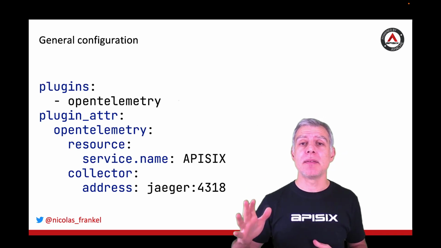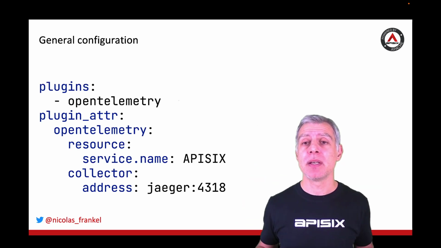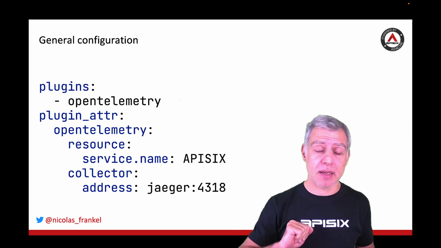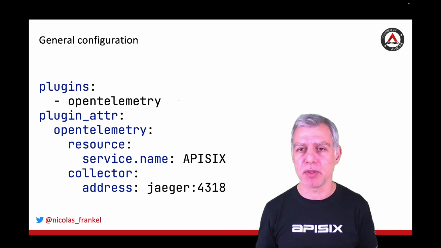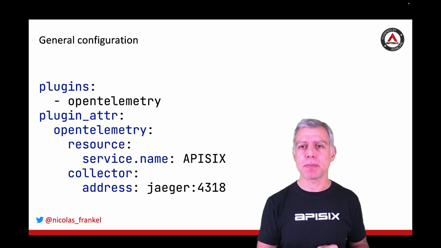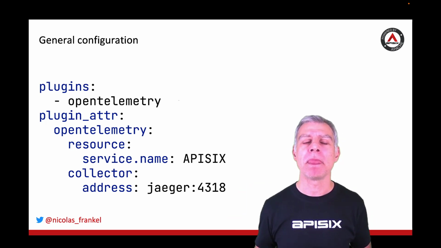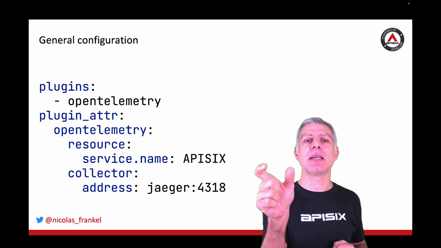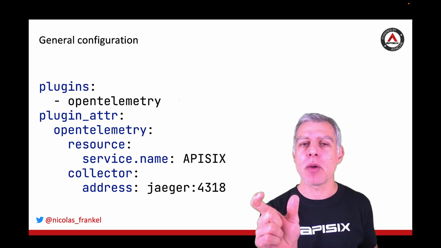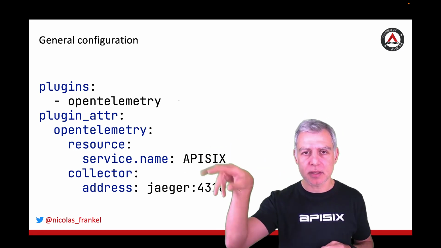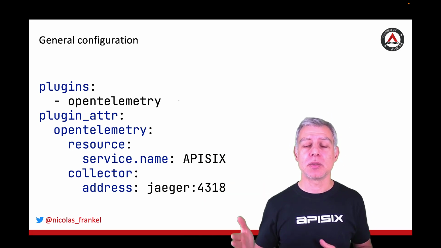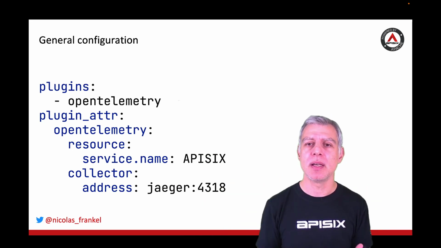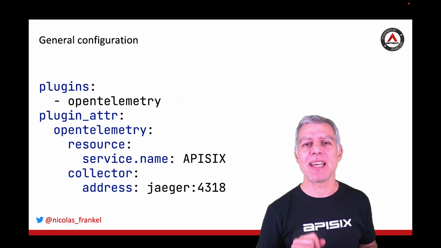So to configure it, there is this general configuration. As I mentioned, Apache APISIX has a plugin architecture. So here I say, hey, I will be using OpenTelemetry. It's an out-of-the-box plugin. You don't need to write any code. And then you can tell, hey, this is the name by which I want to be known in the data of OpenTelemetry, and this is where I will send the data. So I will be using Docker Compose, and so I have a dedicated Jaeger component.